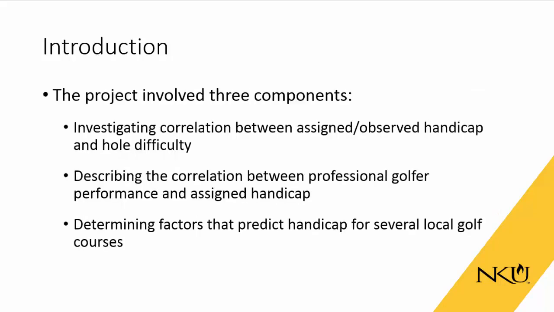Our project involved 3 primary questions. First, we wanted to see if there was any correlation between the handicap assigned by the golf course and hole difficulty. Second, we wanted to describe the correlation between professional golfer performance and assigned handicap. Finally, we wanted to examine the factors that predict handicap for several local golf courses.